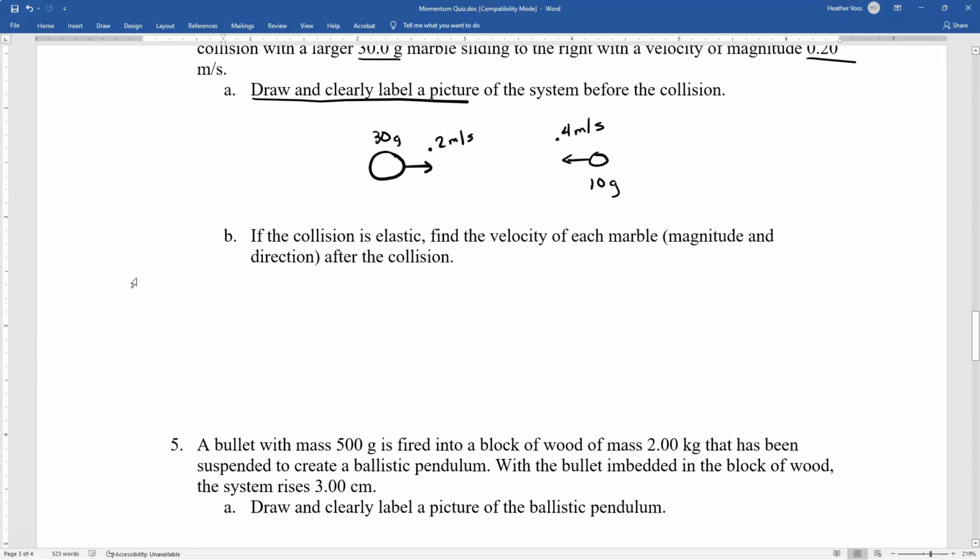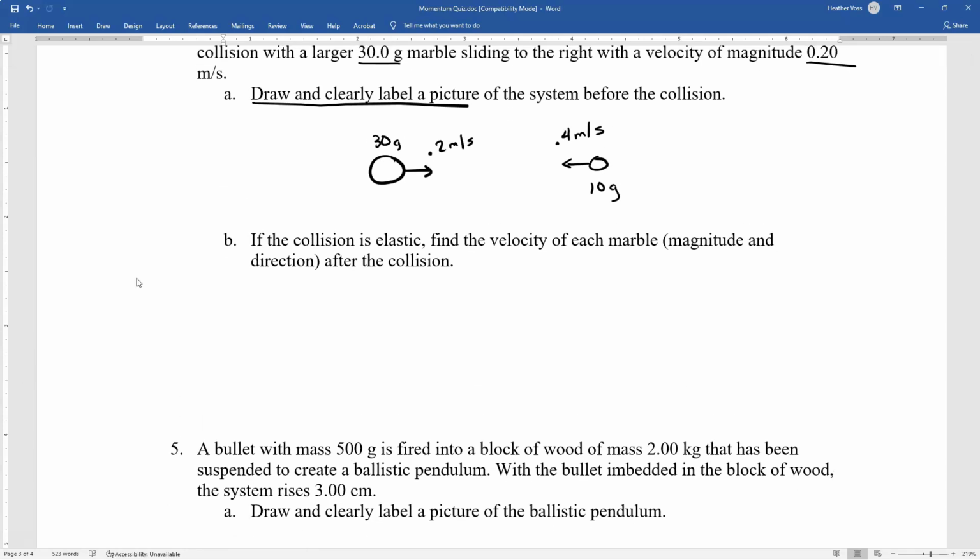Okay, so then we say the collision is elastic. What does that mean? If it's elastic, that means momentum is conserved. Momentum initial is equal to momentum final. That also means that kinetic initial is equal to kinetic final. That will help us here. So we want to find the velocity of each marble, magnitude and direction, after the collision.